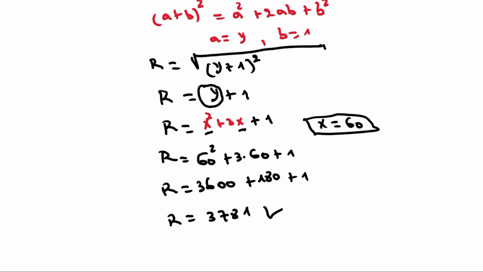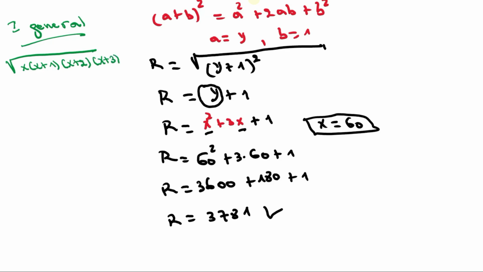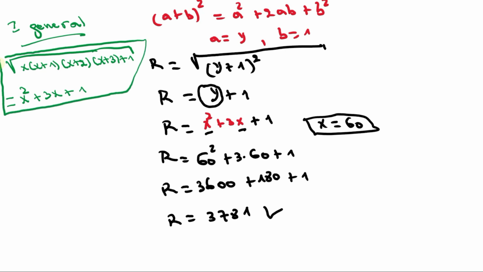If I try to generalize, in general, let me write it here. If we have the square root of x times x plus 1 times x plus 2 times x plus 3 and plus 1, this is the same as x squared plus 3 times x plus 1. This is the general form that can help you to calculate any kind of root of this form.